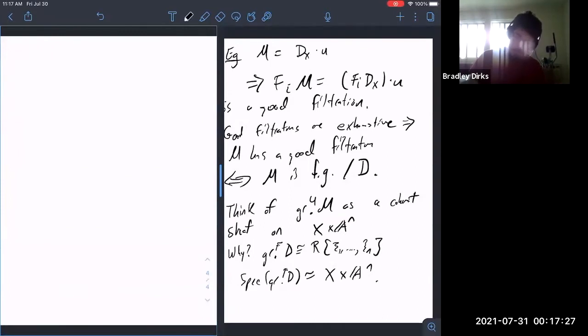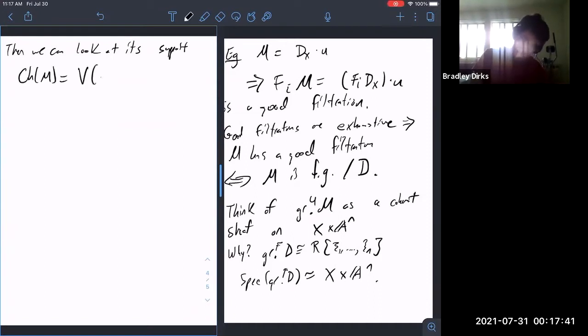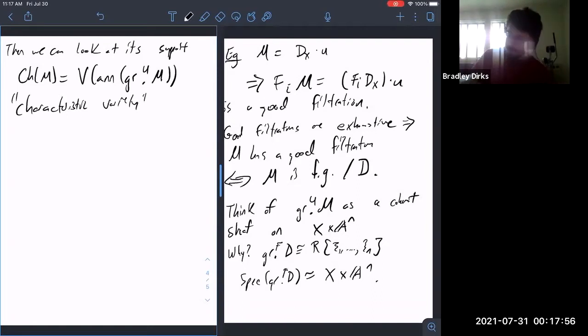Okay, this is very useful because then we can look at its support as a coherent sheaf. And so we'll define that by, so it's the vanishing locus of the annihilator of this gr bullet M. And so you'll notice on the left-hand side, so this is called the characteristic variety, the left-hand side doesn't have the letter U on it.